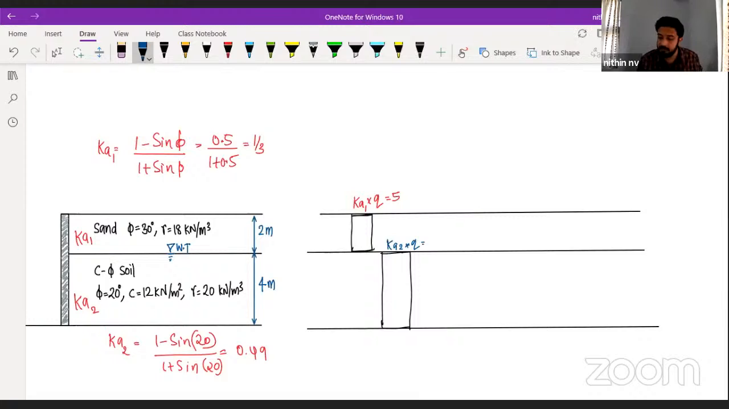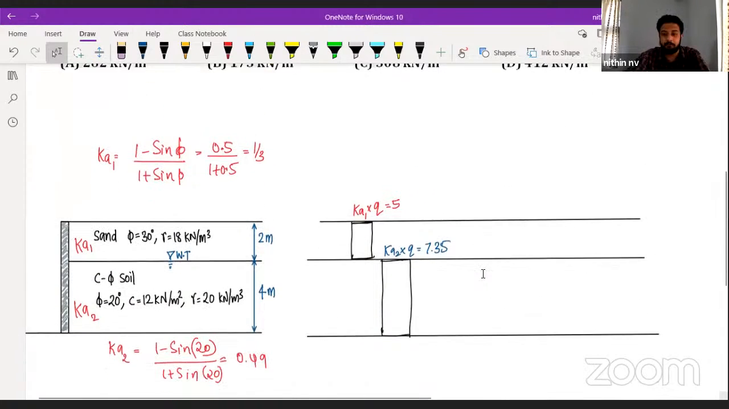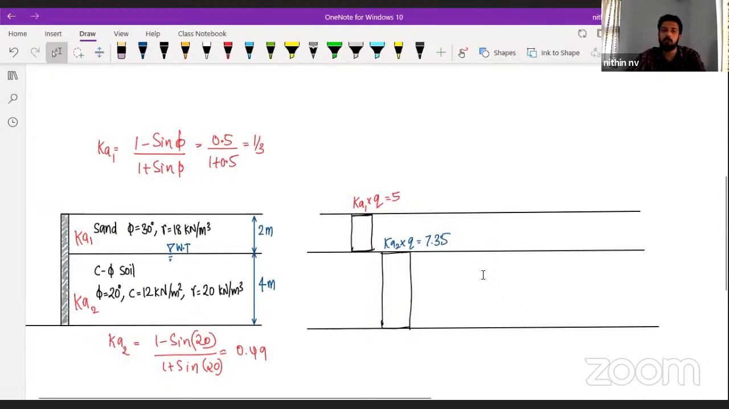Guys, I hope the font size is okay, what I'm writing here. This will be Ka2 into Q. How much are you getting? 0.49 into 15, 7.35. So this is the thing due to the surcharge. Q value is 15. So this is due to the surcharge. We have a surcharge here that is given in the question.